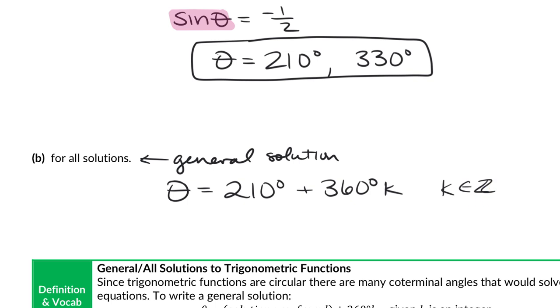This is the funky symbol for integers. The bolded R is all real numbers. This bolded Z is integers. And it's just saying plug in the number 1 or 2 or 3 or 4 or -1, -2, -3, -4, and all of those rotations will be the same.